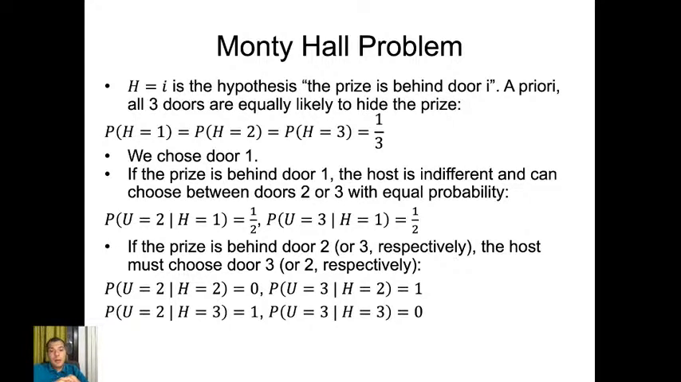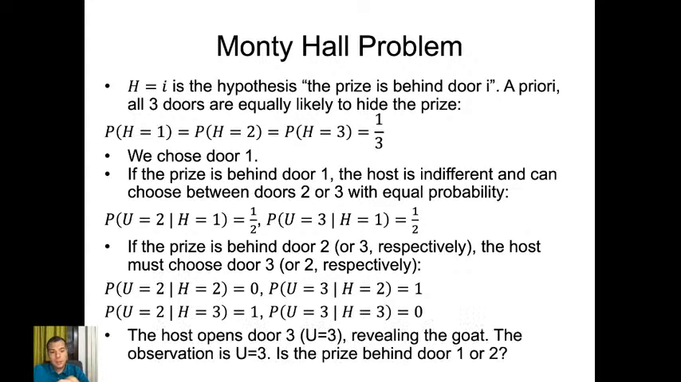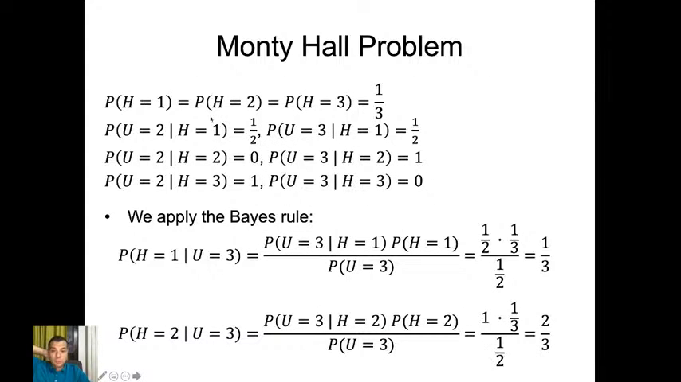Okay, so these are the posterior probabilities. Now the observation is that the host opens door number 3. The question for us is whether the prize is behind door number 1 or door number 2. We have these probabilities computed on the previous slide. So in order to find out where the prize is, we just apply the Bayes rule now.